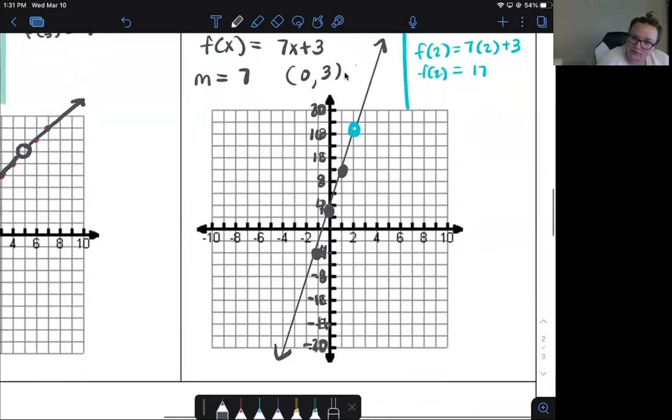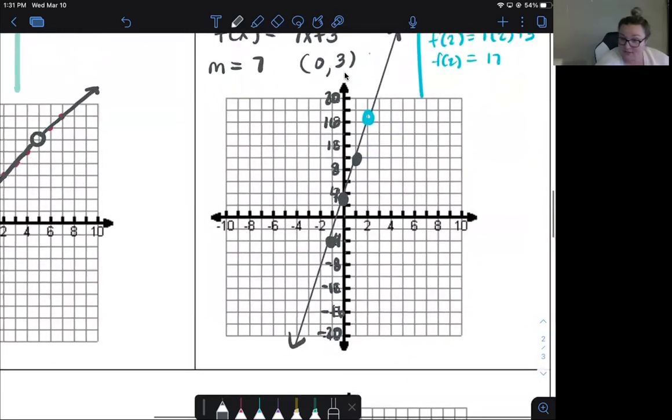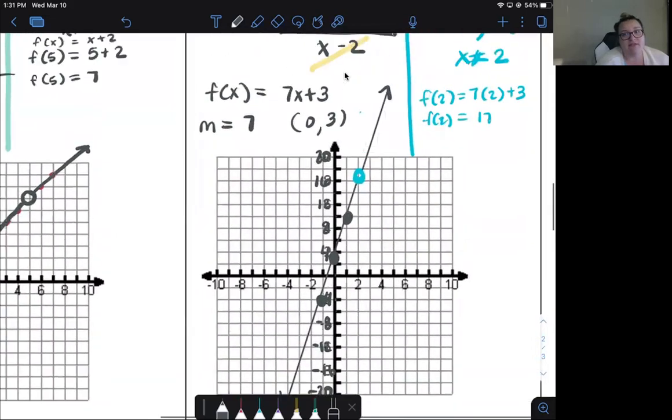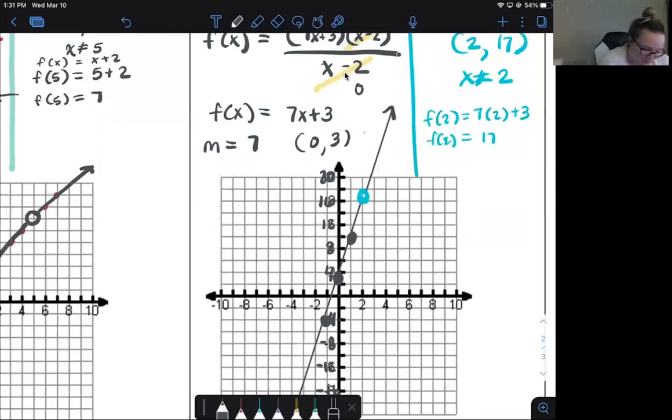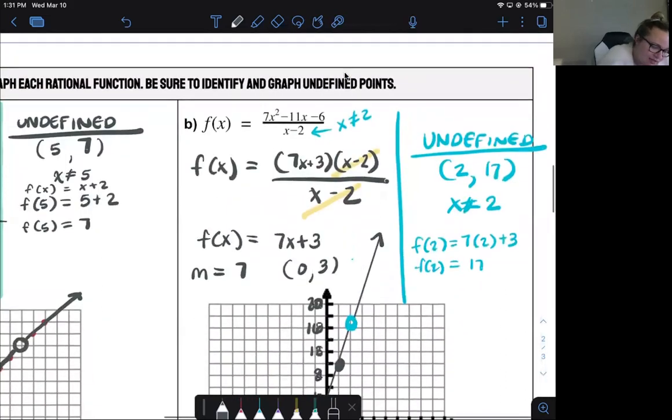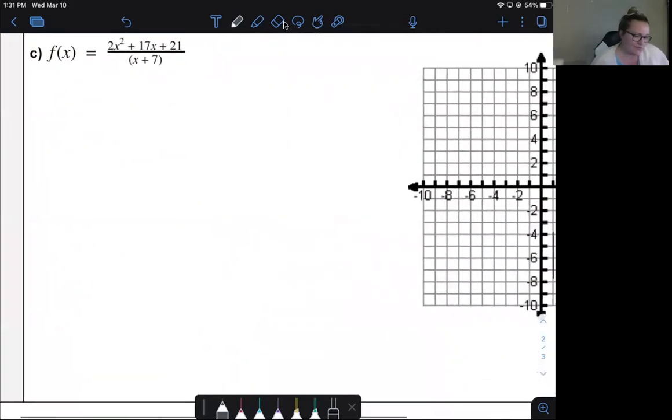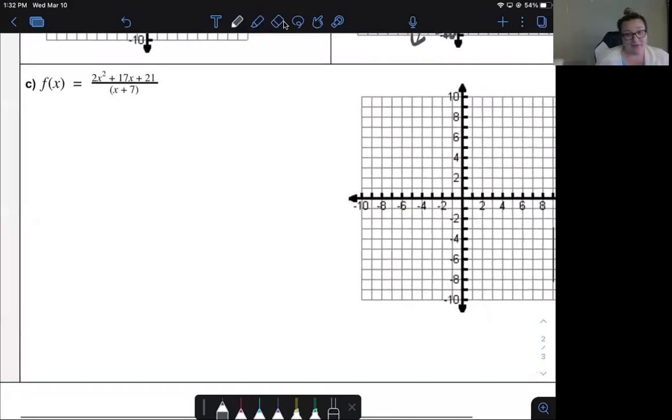So hopefully our graphs match. And if you didn't relabel your y-axis, then your point (2, 17) was probably up here off of your graph, which is okay. And just to mention, I used 2 for my x value for my undefined point, because if you look at the original function, x is not allowed to be 2 in that denominator. So now I want you to try example 2 part C all by yourself.